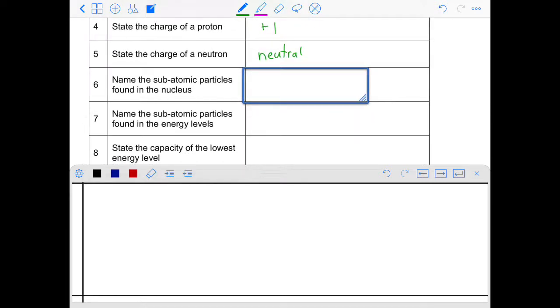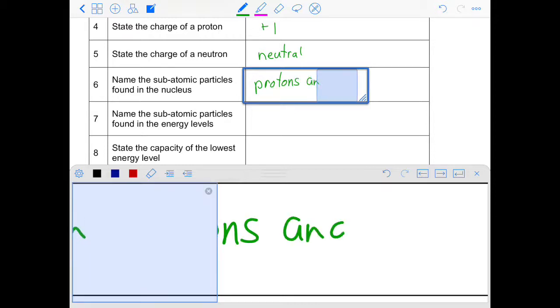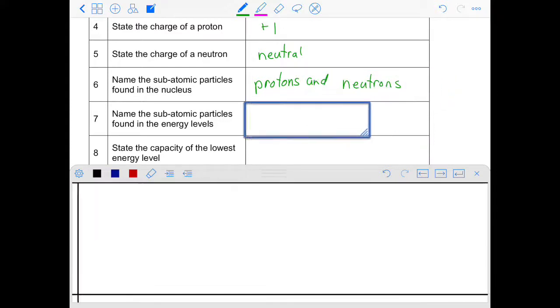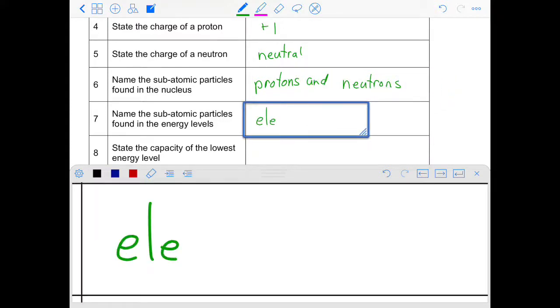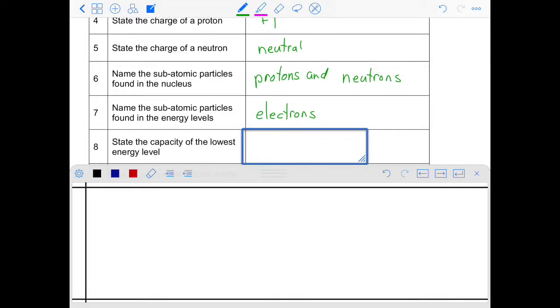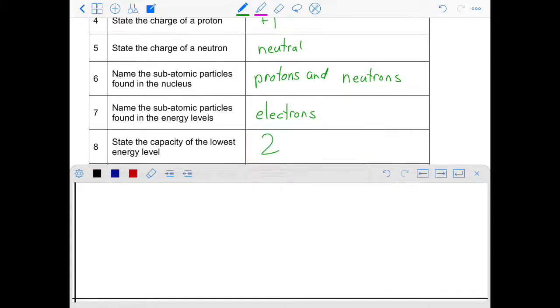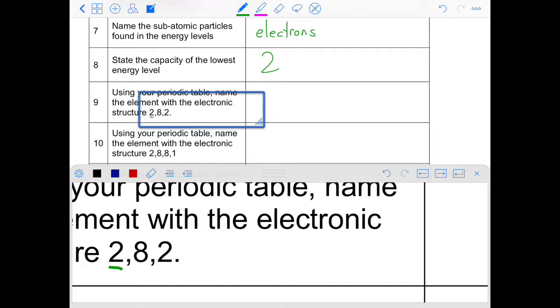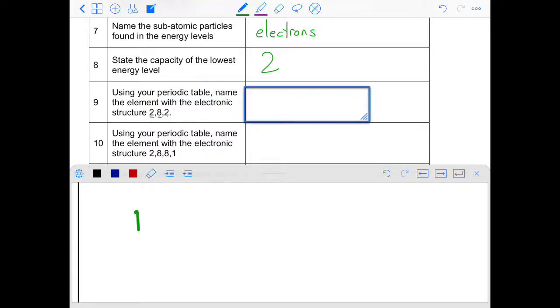The subatomic particles found in the nucleus, we have protons and neutrons. The subatomic particles found in the energy levels, these are our electrons. The capacity of the lowest energy level, how many electrons can we fit in that lowest energy level, is 2. Use your periodic table, name the element with the electronic structure 2,8,2. So the first period is full, the second period is full, and so it's the second element in this third period, which if you look at your periodic table is magnesium.